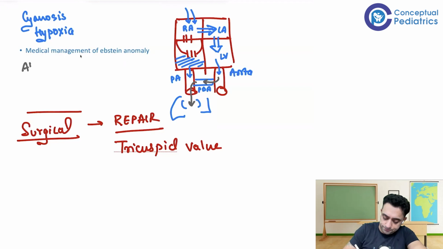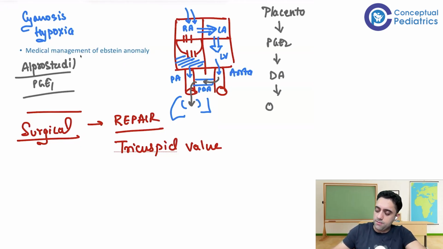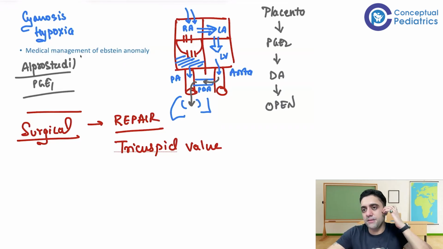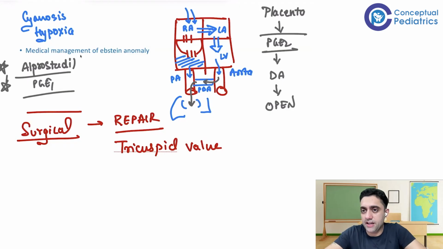That is why, in this case, in the medical management, you will give alprostadil, which is the prostaglandin, a PGE1 analog. Please remember very importantly, the placenta secretes PGE2. P for placenta, P for PGE2. The placenta secretes PGE2, which keeps the ductus arteriosus open. It is endogenous in nature. PGE2 is endogenous. If I have to give something from outside to keep the PDA open, that is PGE1, that is alprostadil.